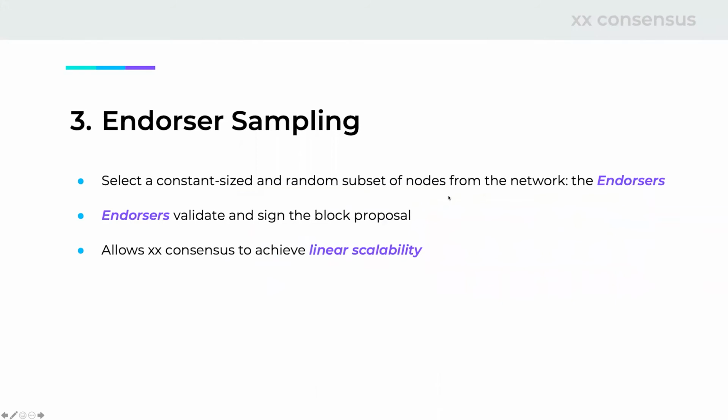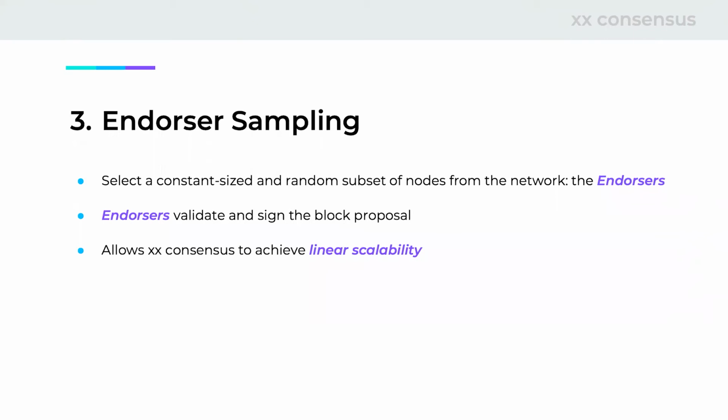It's no more than the process of randomly selecting a constant number of nodes from the network that become endorsers for each round of consensus. Then these endorsers are responsible for validating the transactions which are included in a block proposal. If all the transactions are valid, they will endorse a block by signing its hash and then sending the signature to the whole network. Endorser sampling is of paramount importance for our performance, or XX consensus performance.